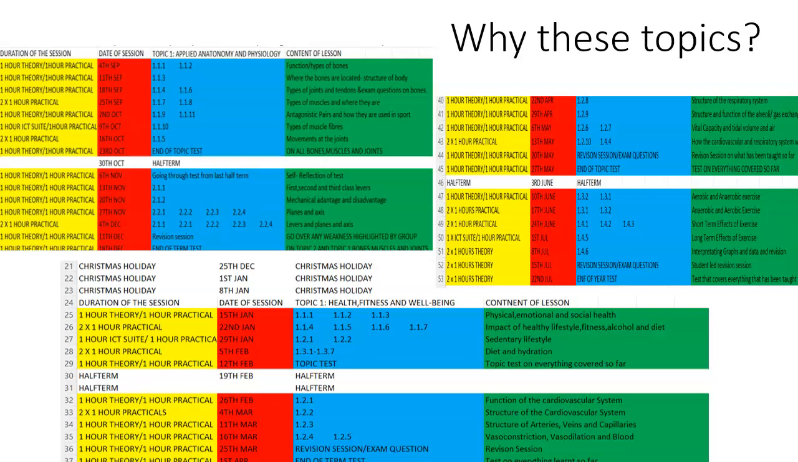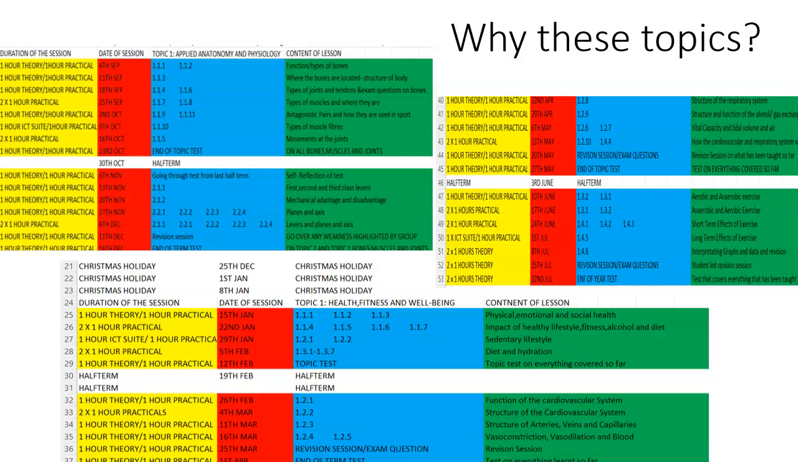Then I chose to go to Topic 1 from Paper 2, which is Health, Fitness and Wellbeing. This includes diet, hydration and why it is important to lead a basic healthy lifestyle. These topics are important to understand before looking at anaerobic and aerobic exercise and the effects of long and short-term exercise on the body. These are also important topics to understand for the students personally, so they understand how they can live a long, healthy, physically active lifestyle.